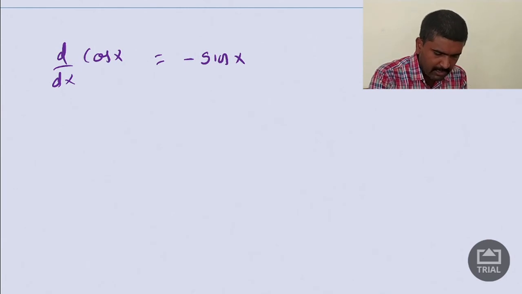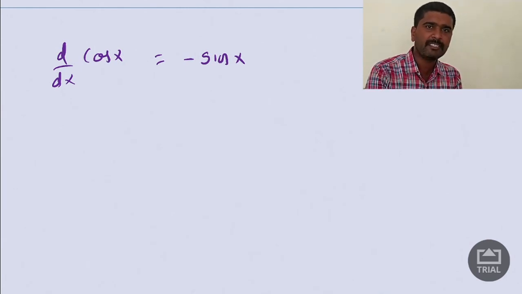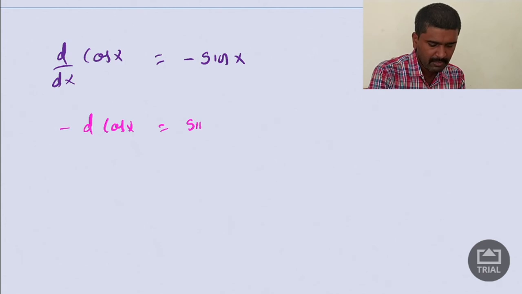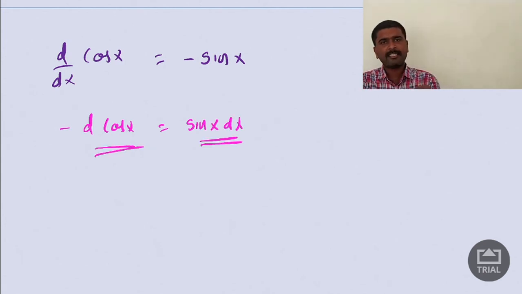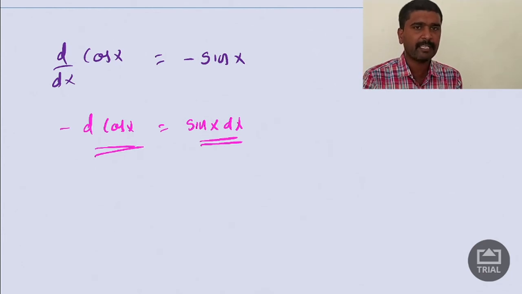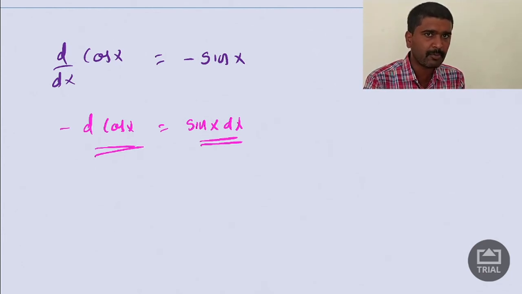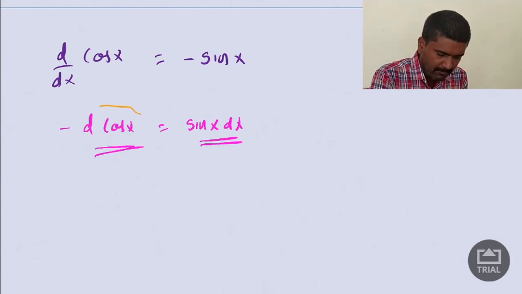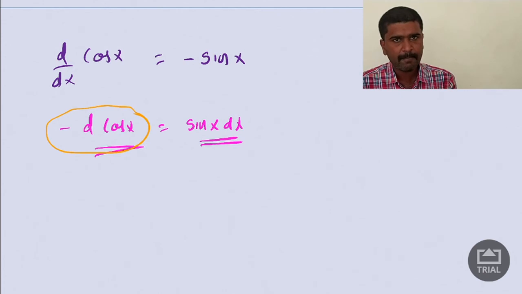So now here d by dx of cosine x is minus sin x. So if I take minus d cosine x, it will be sin x dx. And here sin x dx is the area under the sin x curve when your x goes from x to x plus delta x, and that is equal to this part, minus d cosine x.